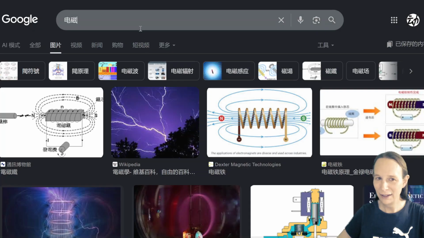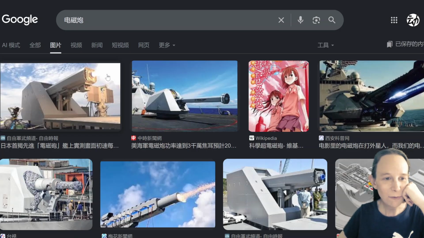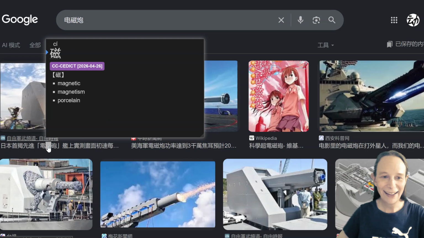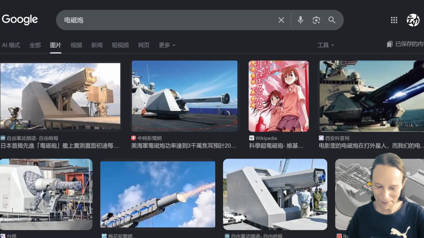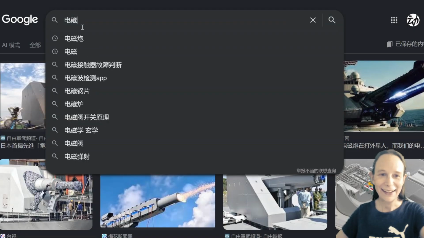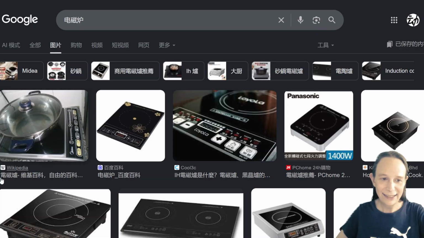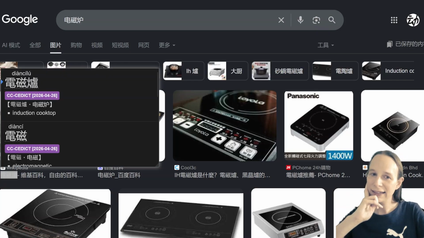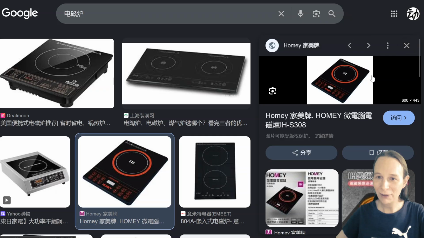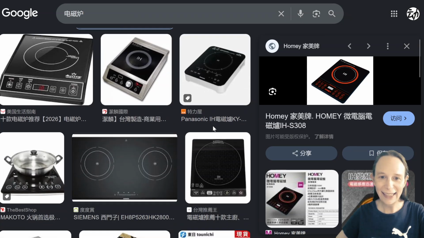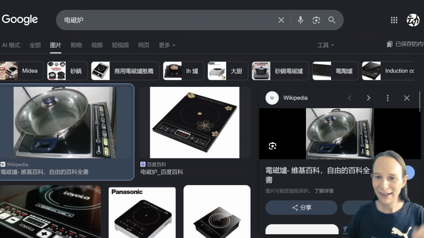Also 电磁炮, electromagnetic. Oh, is it a railgun? Electromagnetic cannon. Wow, all right, learning stuff. Autocomplete can be quite helpful at times. 电磁炉. All right, so induction cooktop. I got one of these. Mine looks very much like this, not exactly like that, but yeah, they're very, very common. What you cook on. 电磁炉.